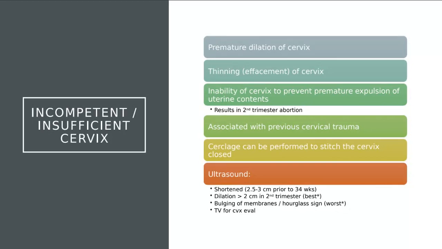And on ultrasound, we're looking for shortening, we're looking for dilation, and we're looking for bulging of the membranes. Dilation is going to be the best sign for us to diagnose incompetent cervix. Bulging of the membranes, not really as much, because sometimes we can't evaluate the actual echogenic membrane that well. So shortening and dilation are what we are looking for.